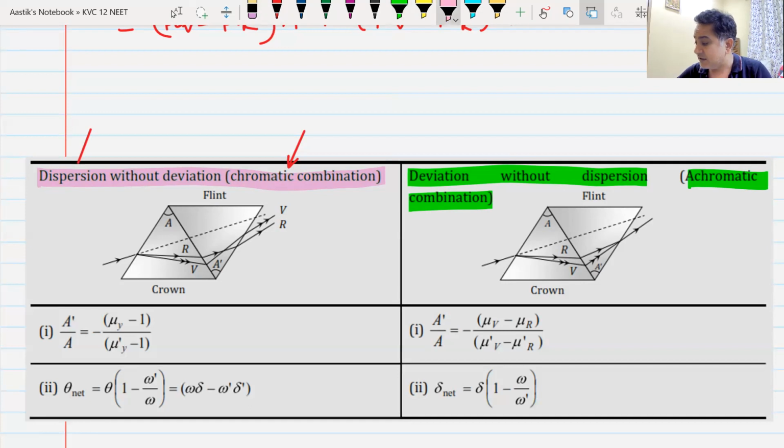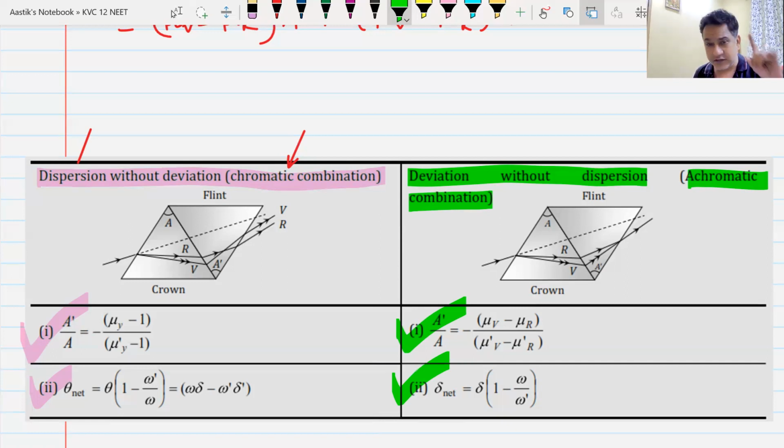We have already seen condition number one for both the cases. Condition number two is basically giving you a shortcut formula for finding out the dispersion in the first case and deviation in the second case. I have told you how to do it. This is a shortcut formula for the same thing. I don't think this question will come in the examination hall because it requires a bit more calculation, which I don't think will be a part of your NEET exam. But still, you can note it down because they might ask you the formula. This is the formula that you have to note down.